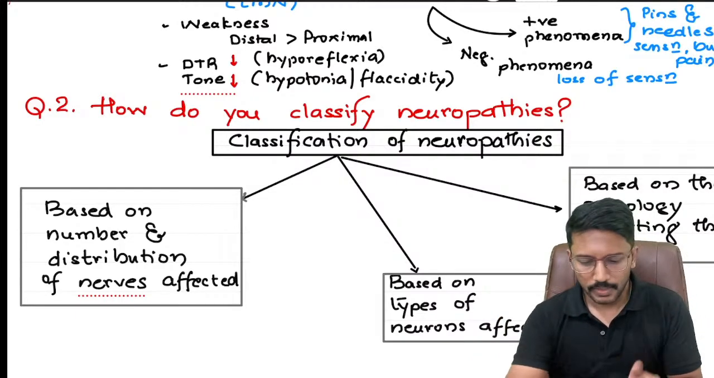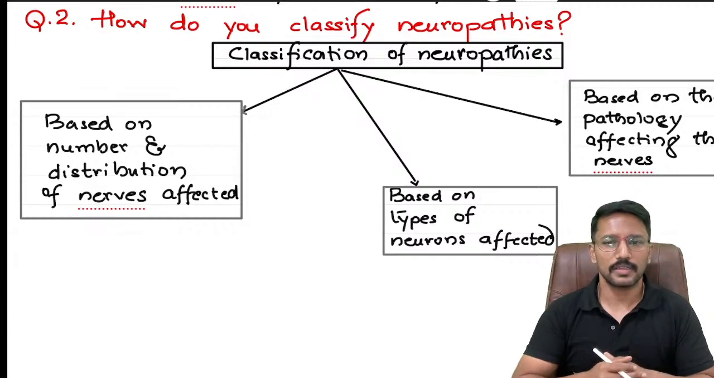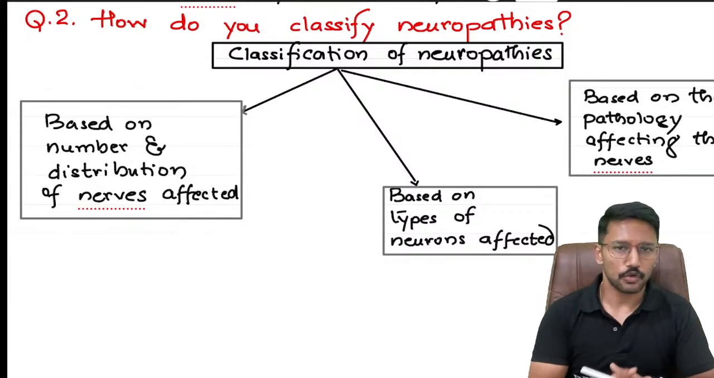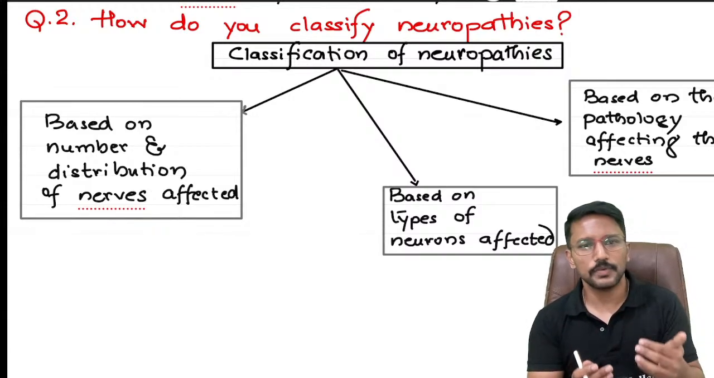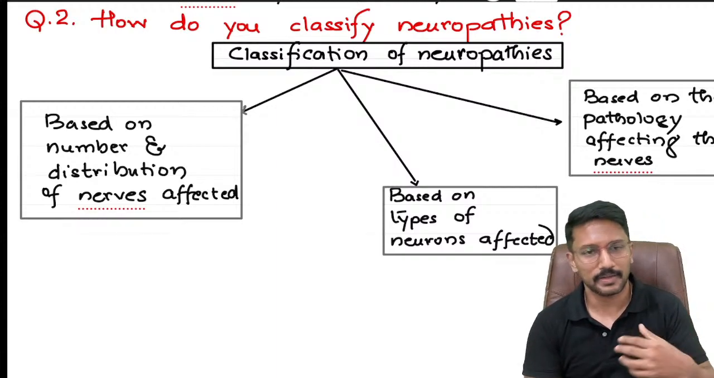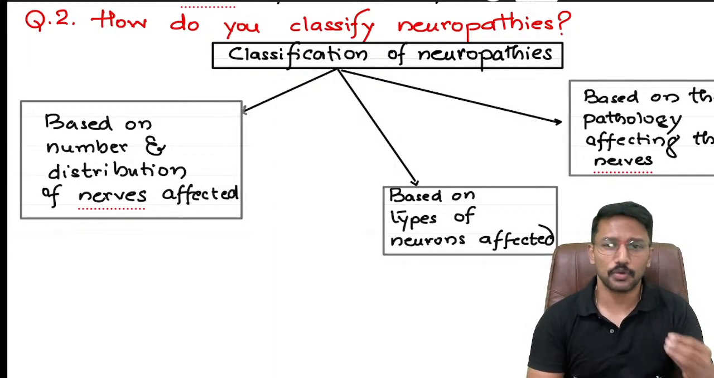We will continue there. So, having understood the basics of neuropathies, the most important thing that is asked of undergraduate students is how do you classify different types of neuropathies? Okay, so there are three ways we can classify neuropathies. First one is based on the number and distribution of nerves affected, whether only one nerve is affected or multiple nerves are affected. The second one is based on the types of neurons involved.